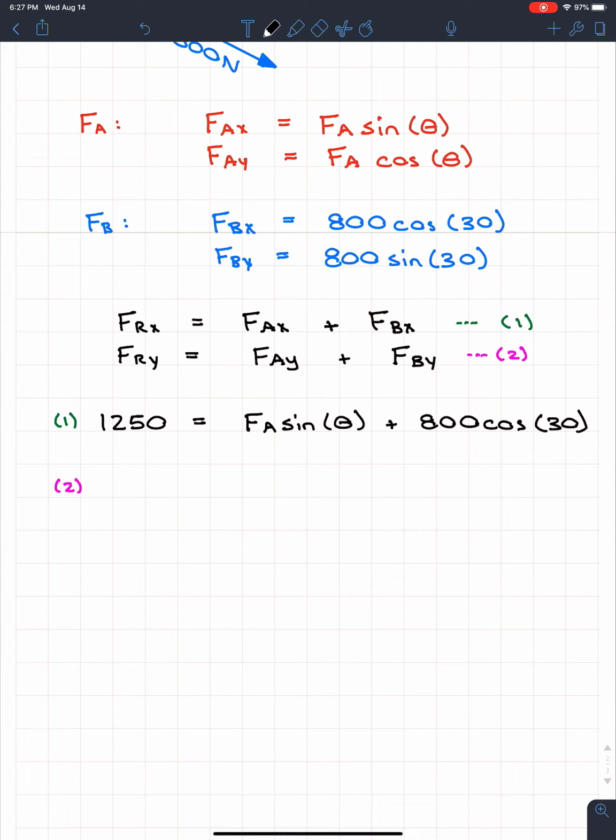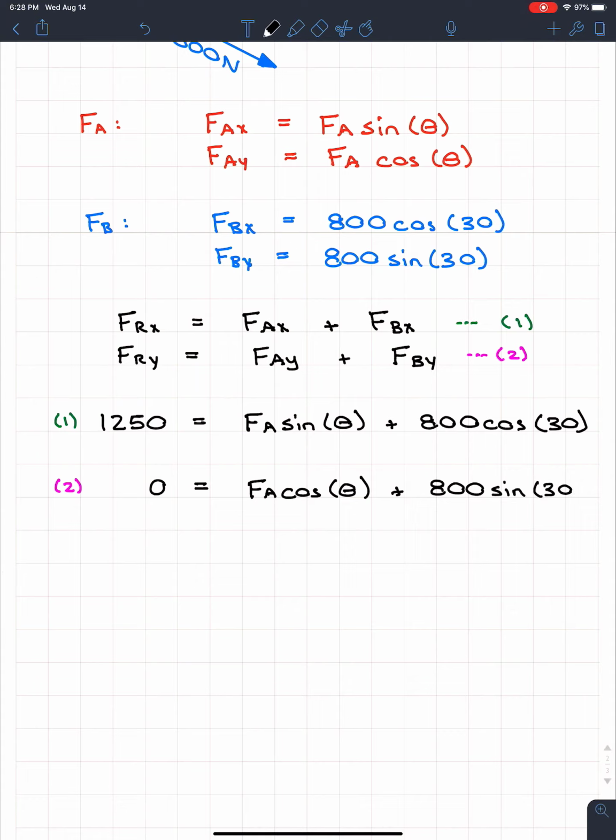So equation 2, we know that FRY is going to be 0 because it's only along the x-axis. So that's going to be 0. It's going to be equal to FAY, so FA, but this time it's times cosine of theta. So again, we know none of those parameters. And then we're going to add FBY, so plus 800 times the sine of 30 degrees.